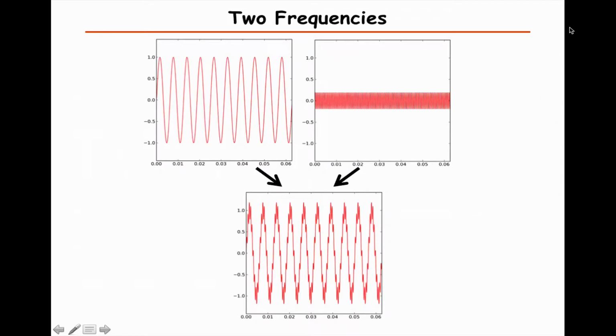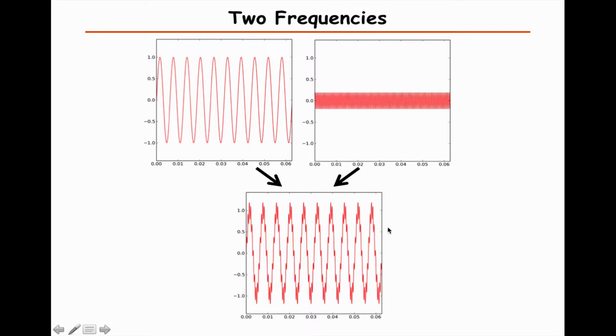Now if we take two sine waves with two different frequencies and two different amplitudes, these are the two sine waves. We add them together, and we get something that looks a little bit like a noisy curve.